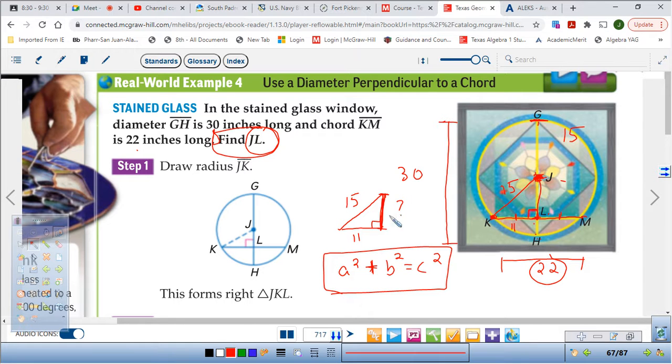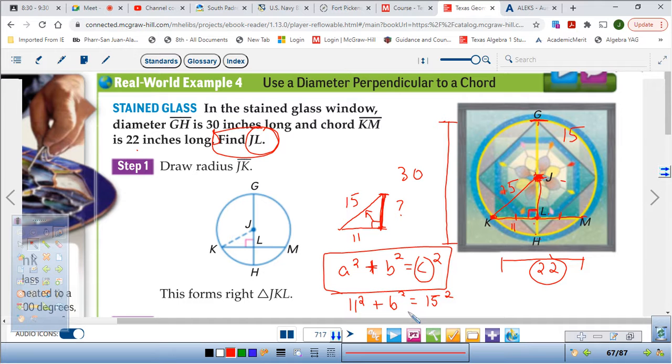The only one you need to be worried about is this one from here. Basically, C is this one across, right? So that has to be 15 here. And then we'll go with A to be 11. 11 squared plus B squared equals 15 squared. And that's how you work these out.